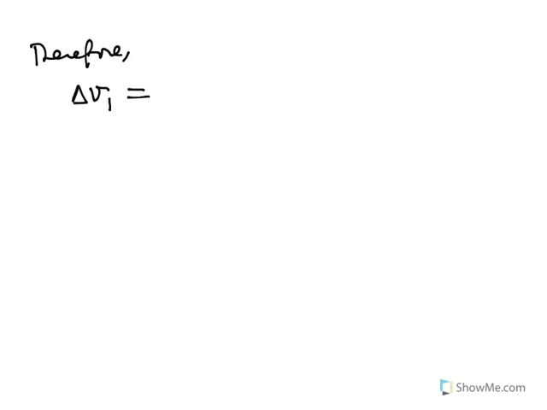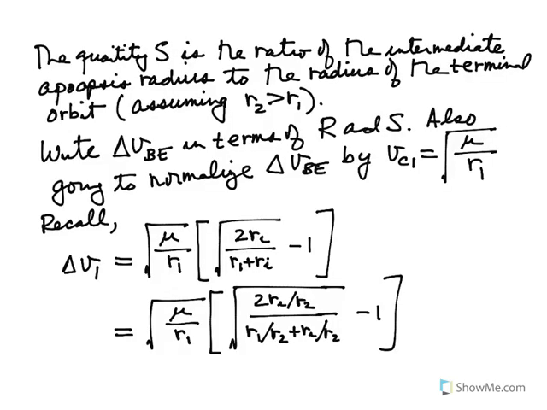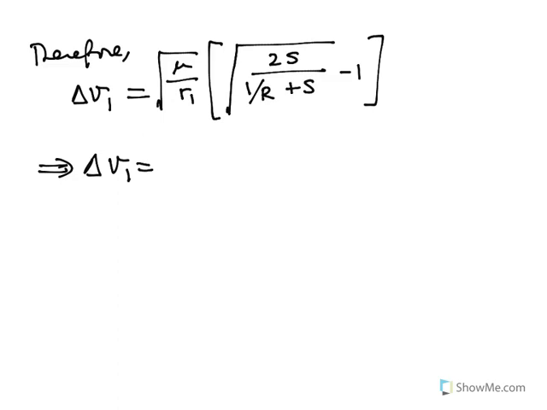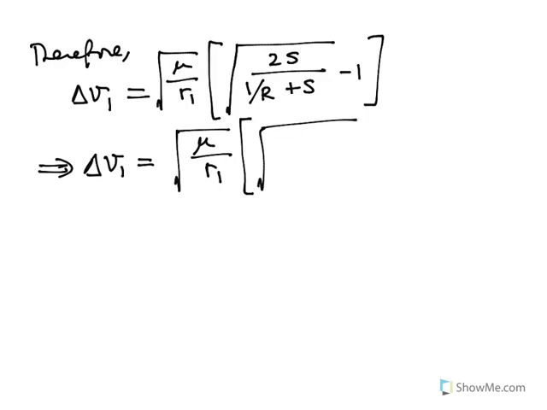This gives delta V1 is equal to the square root of mu over R1, and you notice that Ri divided by R2 is S, and R1 divided by R2 is 1 over R. So this gives the square root of 2S all divided by 1 over R plus S, minus 1, which gives delta V1 is equal to the square root of mu over R1 times the square root of 2RS all divided by 1 plus RS, minus 1. So there's delta V1. Now we're going to do the same thing with delta V2.